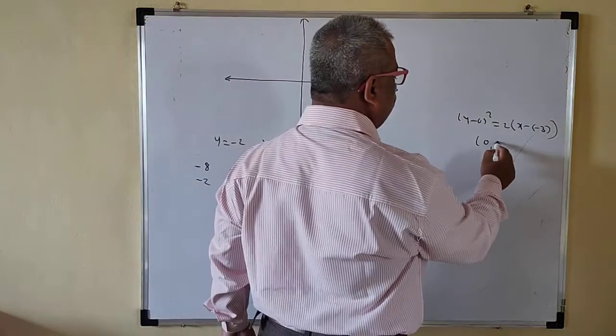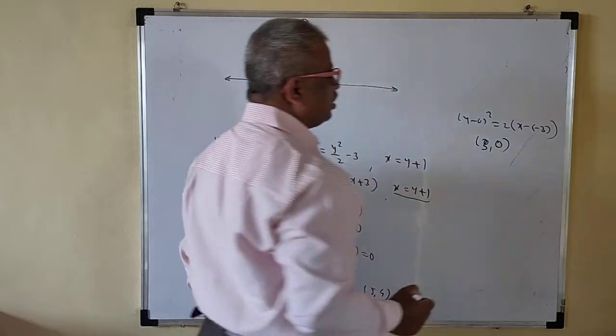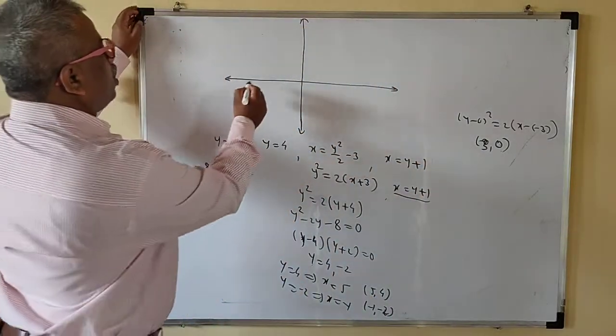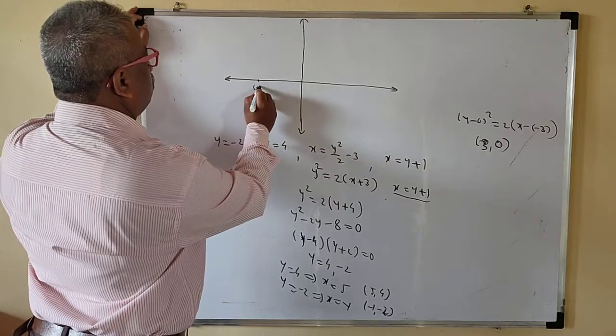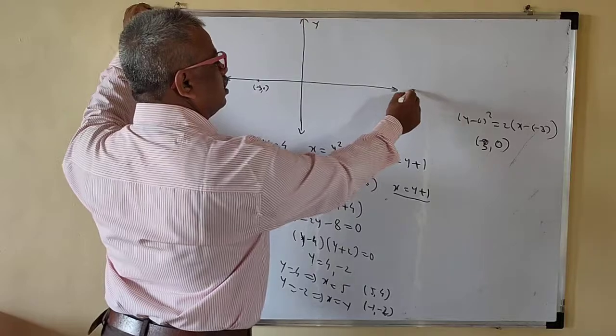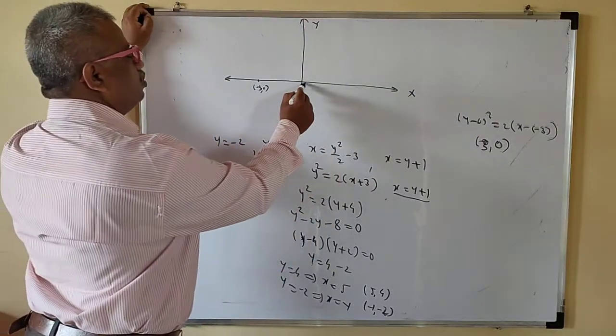Vertex is what? Vertex is minus 3, 0. Your vertex is minus 3, 0. That means here minus 3, 0. So right, this is the y axis. This is the x axis. This is the origin.